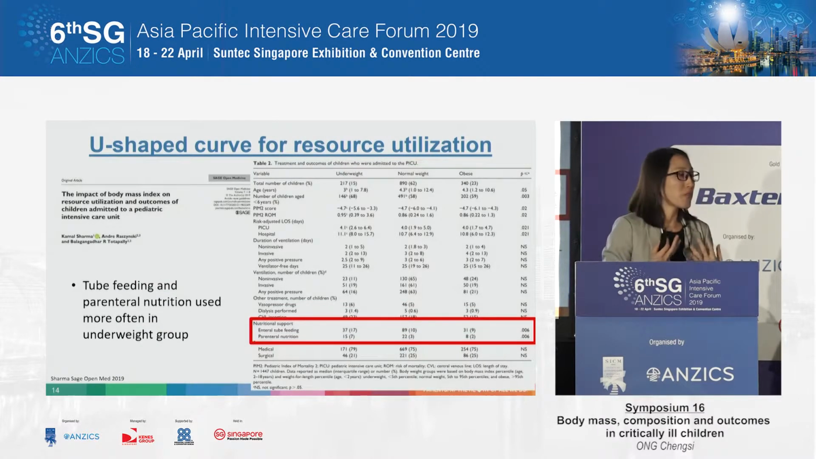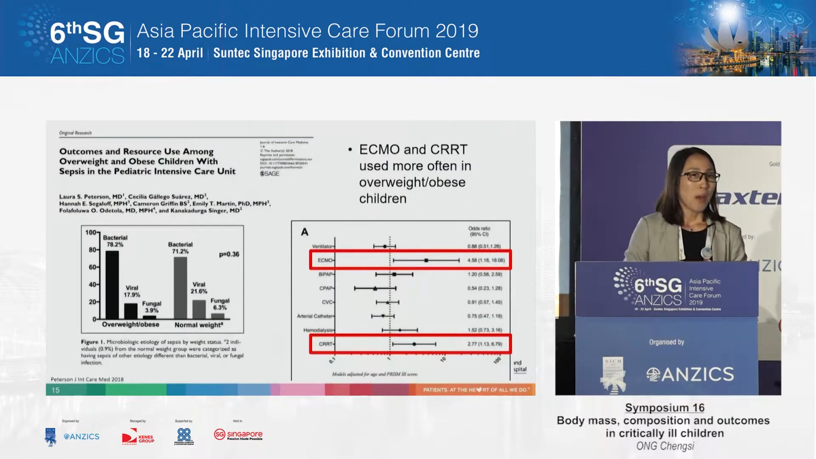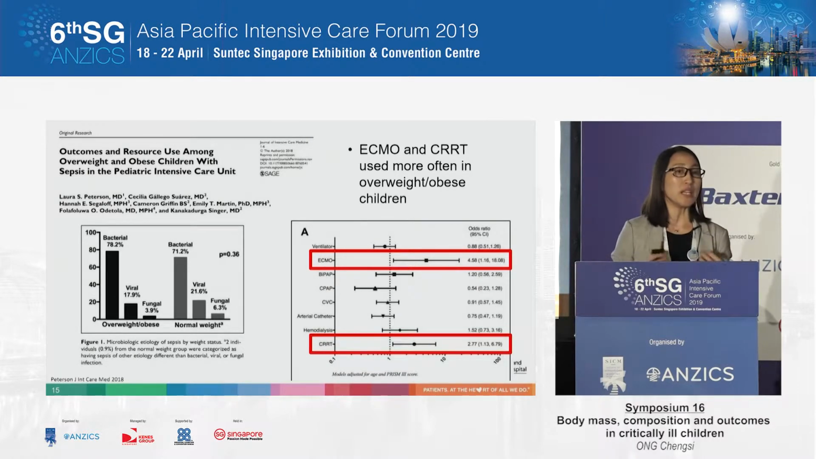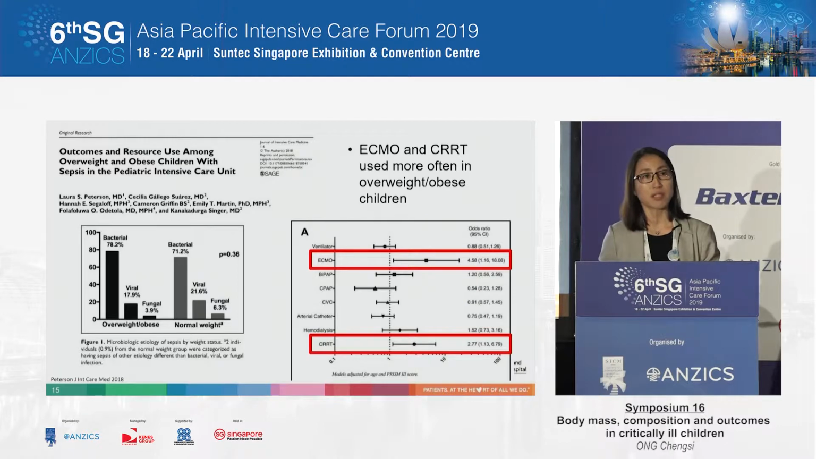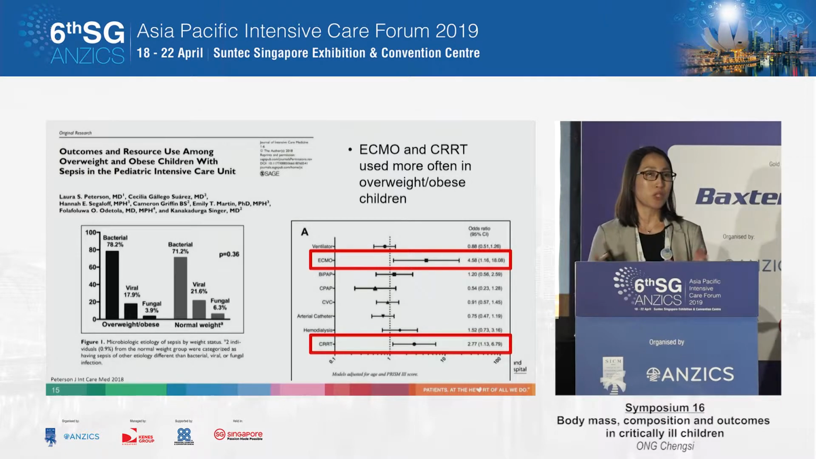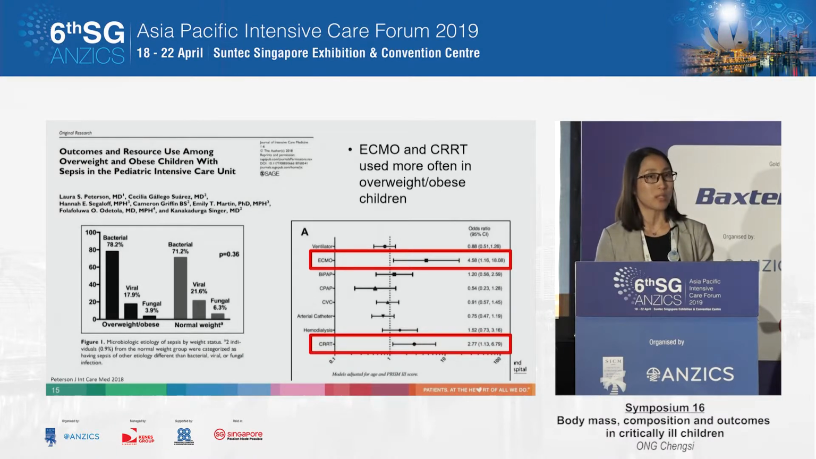The same thing for resource utilization. Those who were underweight appeared to need more parenteral nutrition and tube feeding, which is not surprising because we typically think these are the group at greater malnutrition risk. But in terms of overweight and obesity, we also see that they have an increased need for ECMO and CRRT. This is a study on sepsis patients, and they looked at overweight and obese children. They found that even though there was no significant difference in the etiology of sepsis, which is the figure on the left, they did have greater need for ECMO and CRRT.